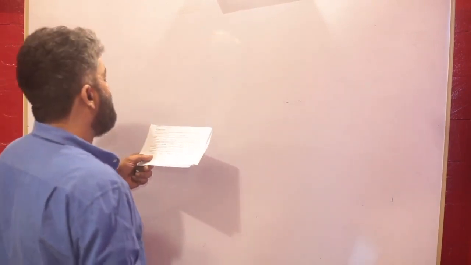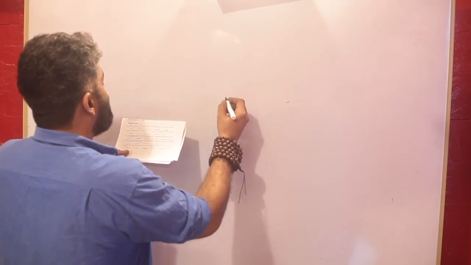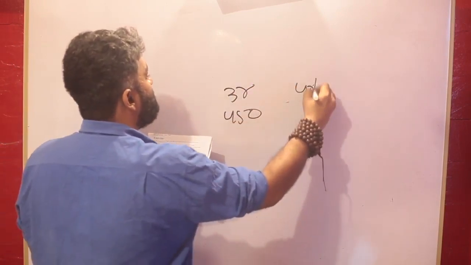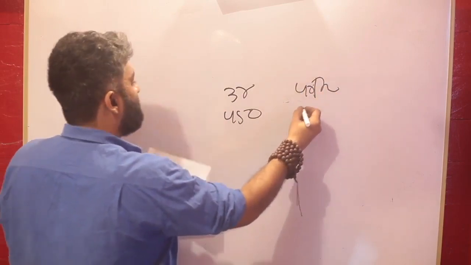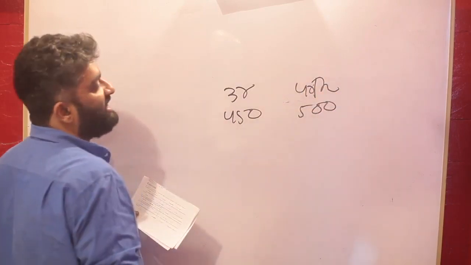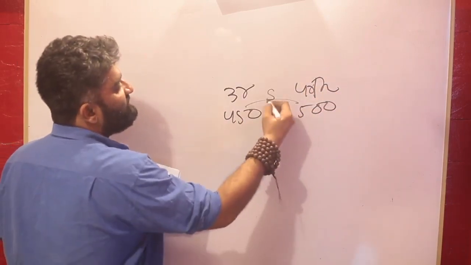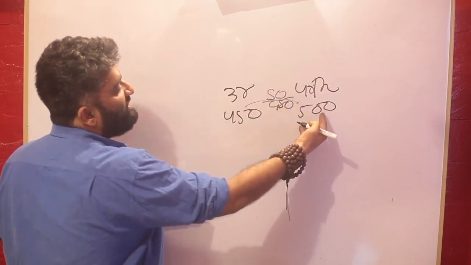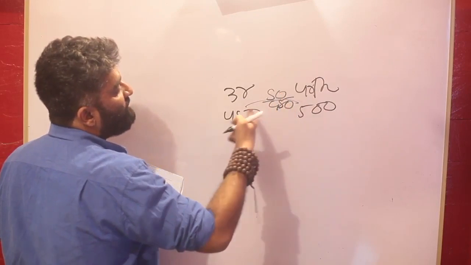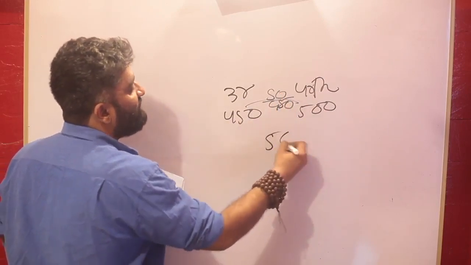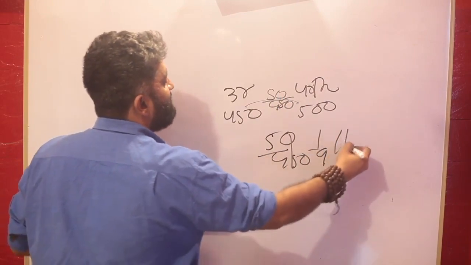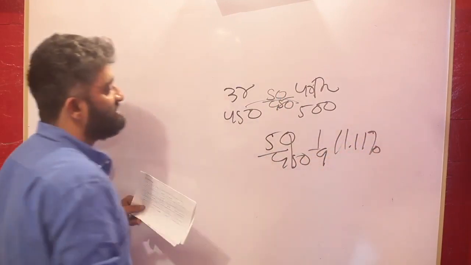Question number 17. The compound interest earned in 3rd year is 450, and in 4th year it is 500. What is the rate of interest? Should be very easy. It is 50 upon 450, right? Where does this extra 50 come from? This extra 50 came from the interest on 450. So 50 upon 450, 1 by 9, 11.11% is your answer, right?